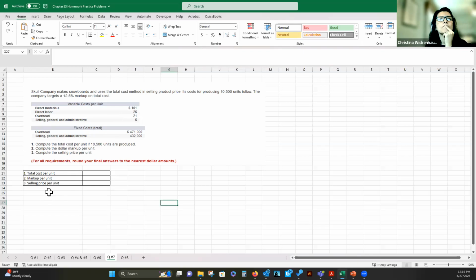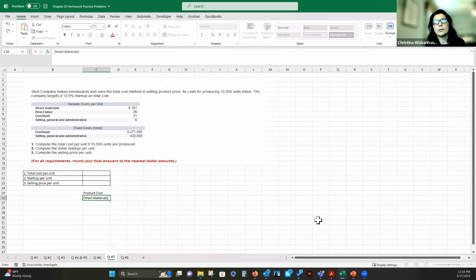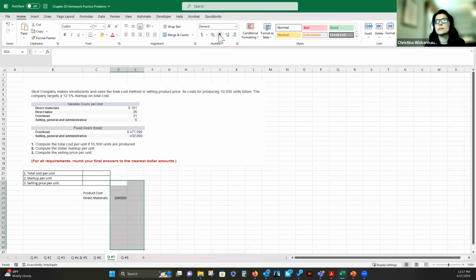So we can do this a couple of different ways. I'm just going to outline it down here. So if we're looking at the product cost, you could do this 2 ways, but I'm going to do it this way. If you have a different approach and get to the same number, it's fine. So we have our direct materials is 101, and I'm going to take that times 10,500 units. And I'm going to change this to where it's a little easier to read.